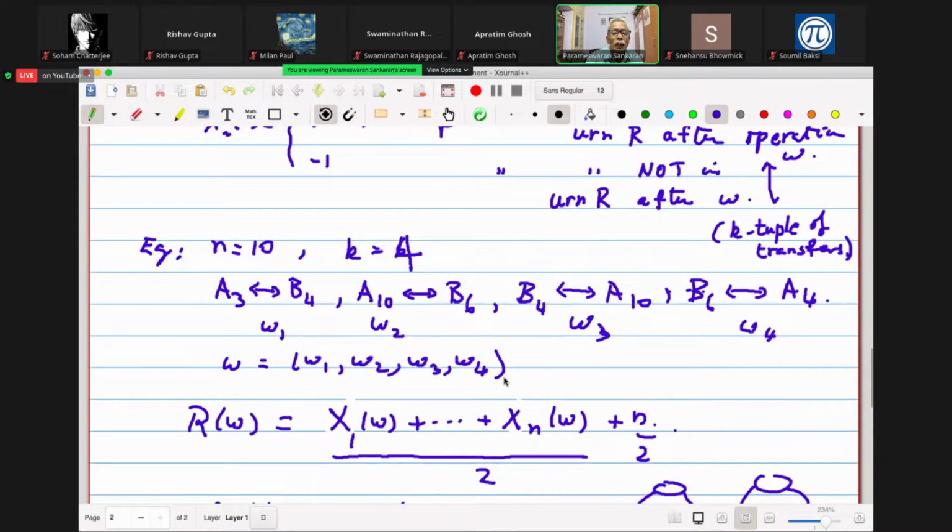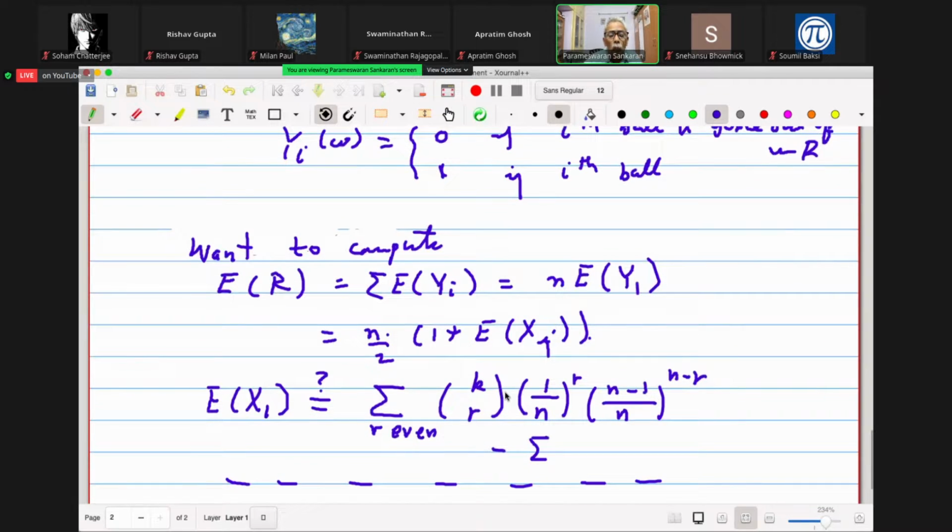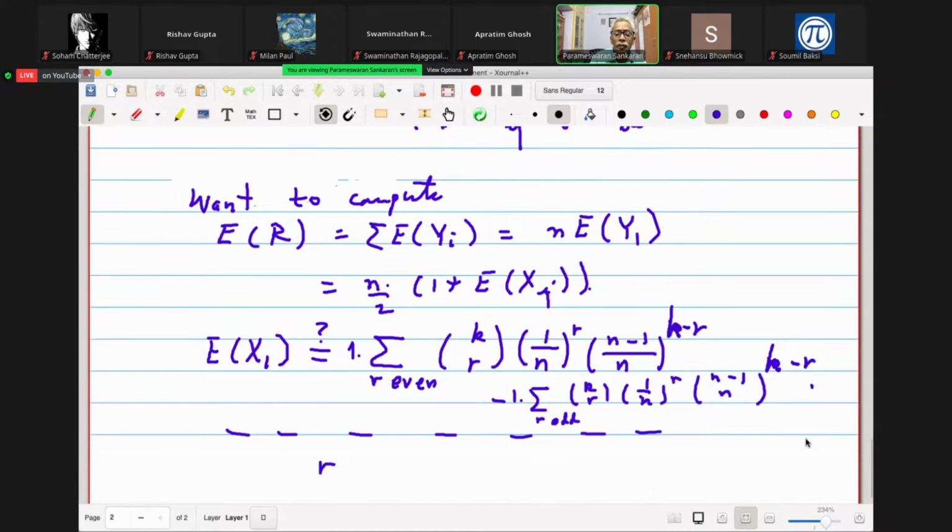So you see you have plus 1 and minus 1. So this is 1 times this, if you like, and minus 1 times the same expression, 1 by n power r, with r odd here, n minus 1 by n to the power k minus r. Sorry, I think this is not n but k, k minus r. Think about it, why it is.